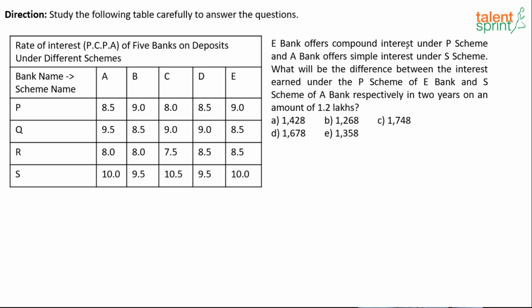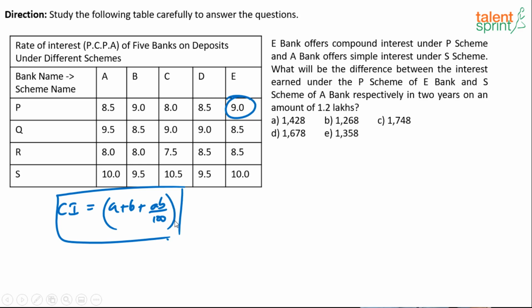E-Bank offers compound interest under P scheme. E-P scheme. Compound interest. How much will that be? 18.81%. I mean, see, this is the advantage of using that effective percentage formula, right? If you practice enough, just by looking at the percentage value here, rate of interest, you will be able to tell what the compound interest is going to be for 2 years, right? 9% for 2 years. So this is going to be 18.81%.